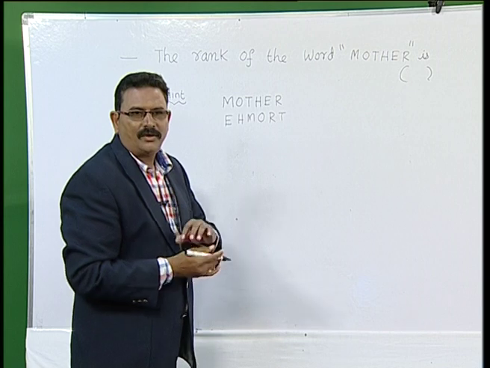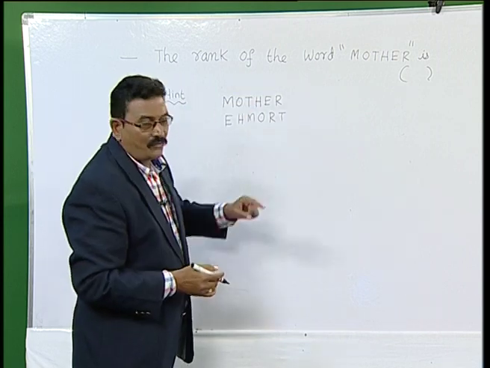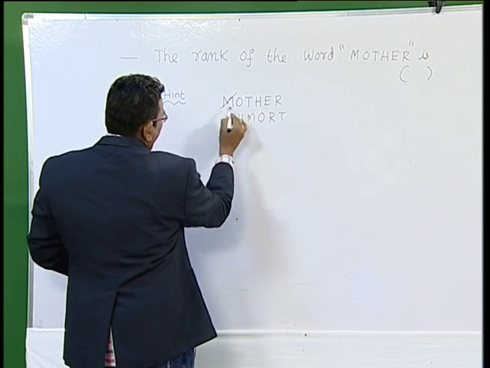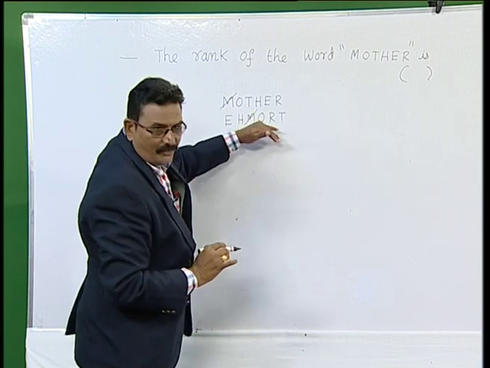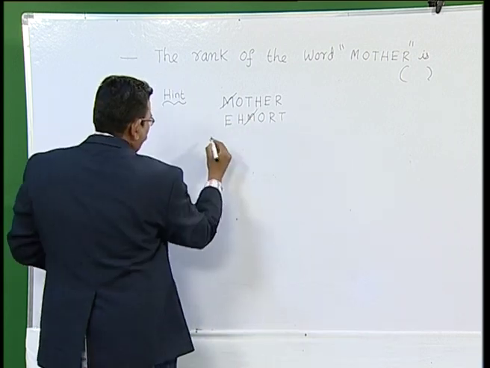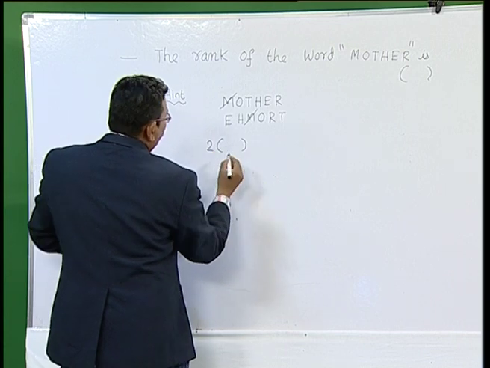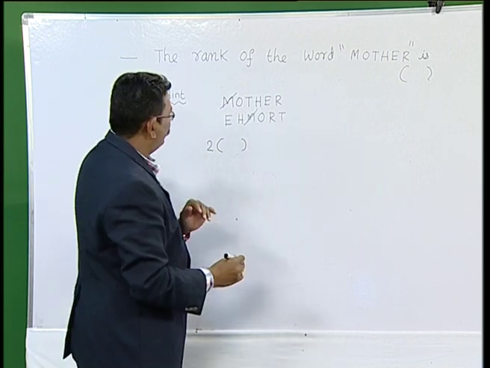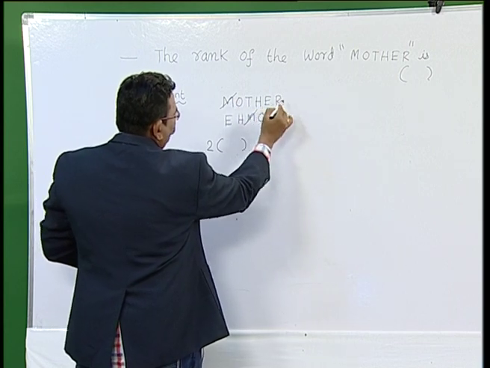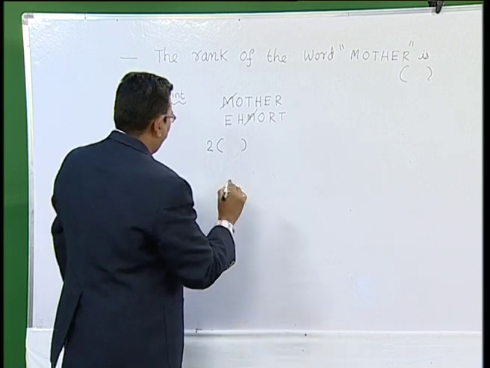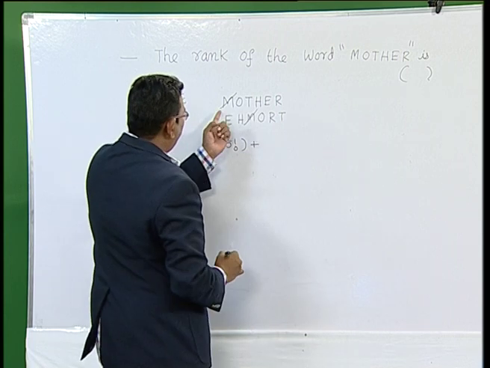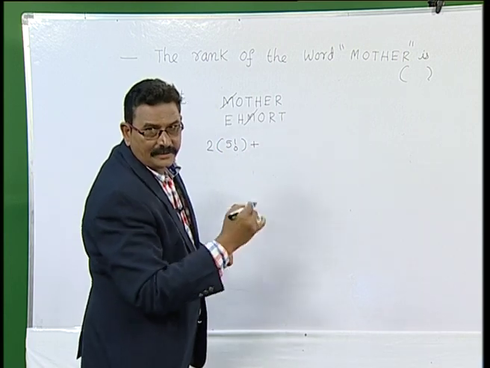In order to find the rank of the word MOTHER, what is the first letter? M. So just cancel M here. Before M, how many letters are left? 2 letters, so write down 2 and put the bracket. After M, how many letters are left? 1, 2, 3, 4, 5. So write down 5 factorial. Now plus, the next letter in MOTHER is O.